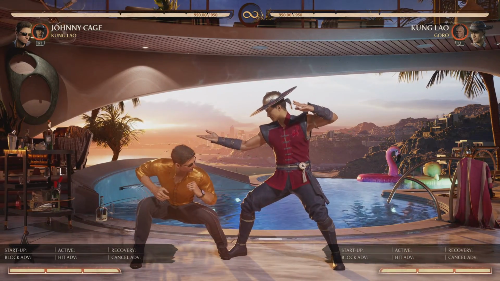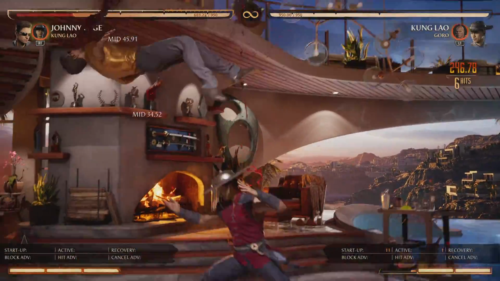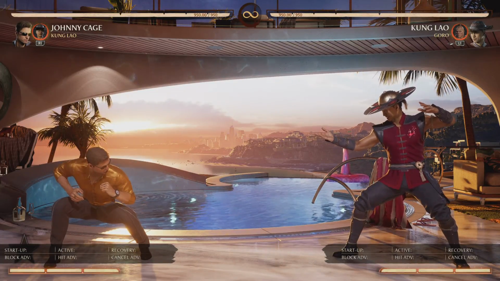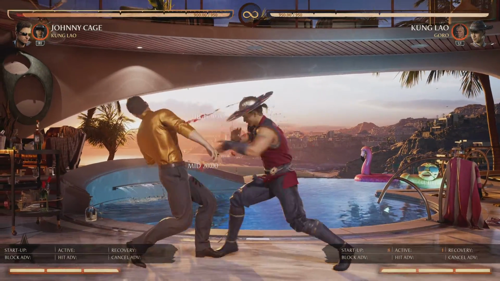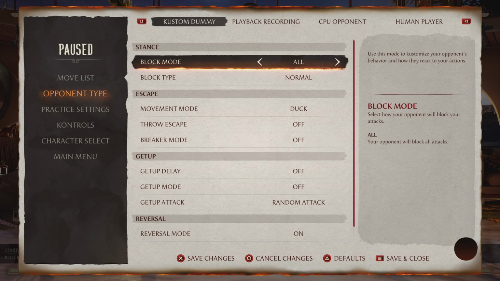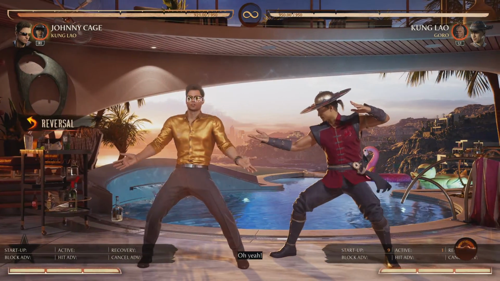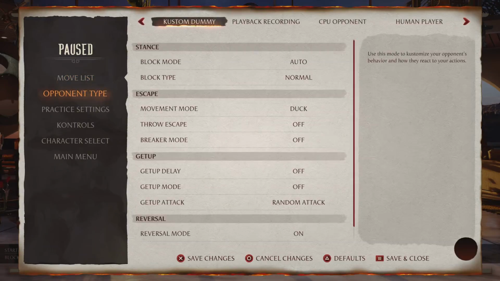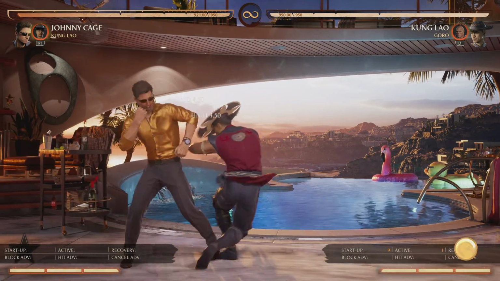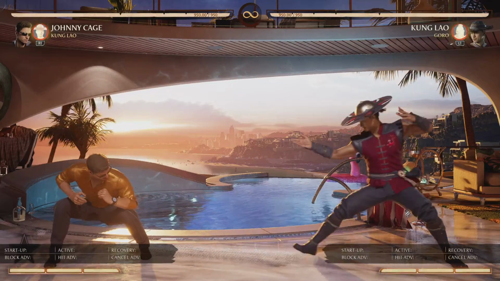If Johnny Cage tries to mash a button, he's getting full comboed. He's eating 35% for trying to mash a button there. So that makes the opponent have to block. I'll set them to auto block, right? So they have to hold that. I don't know why he just did that on reversal. That was funny. But they have to hold your block pressure, whatever it may be, right?